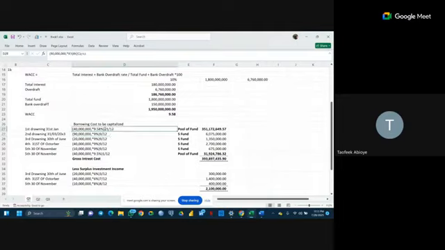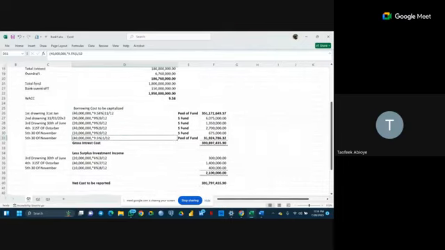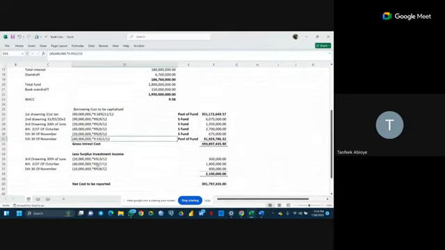You see now, this one is for 11 months. This one is for only 1 month. We calculated everything. They also have a short-term investment income. You see it here. So just go through it.